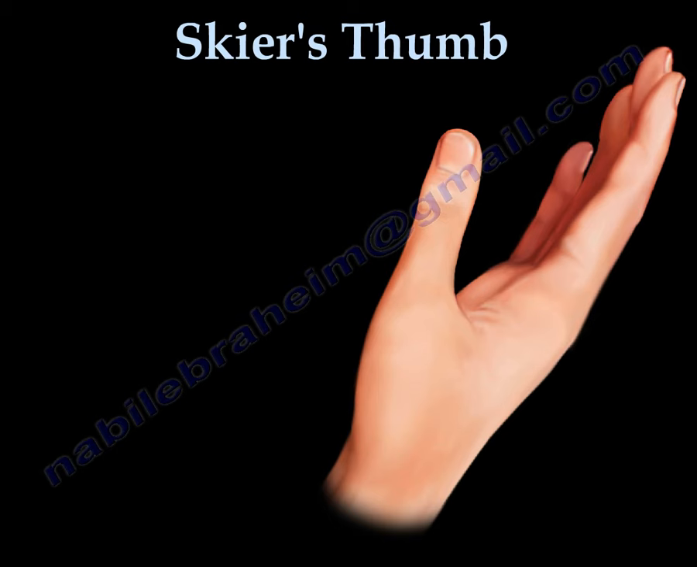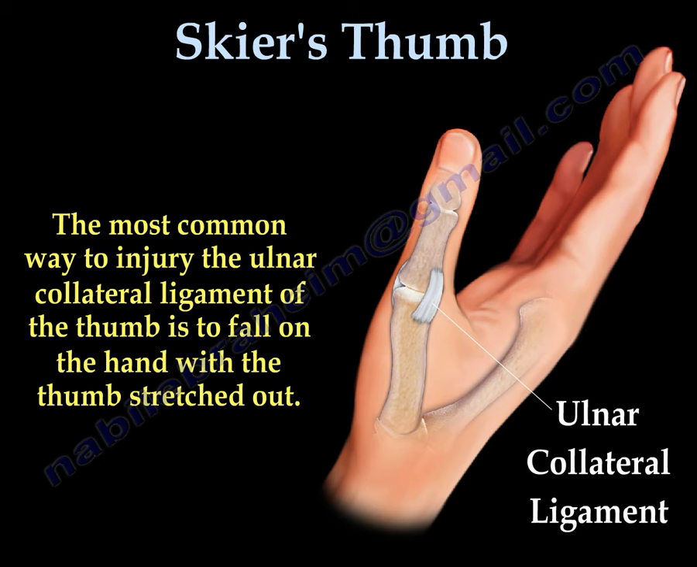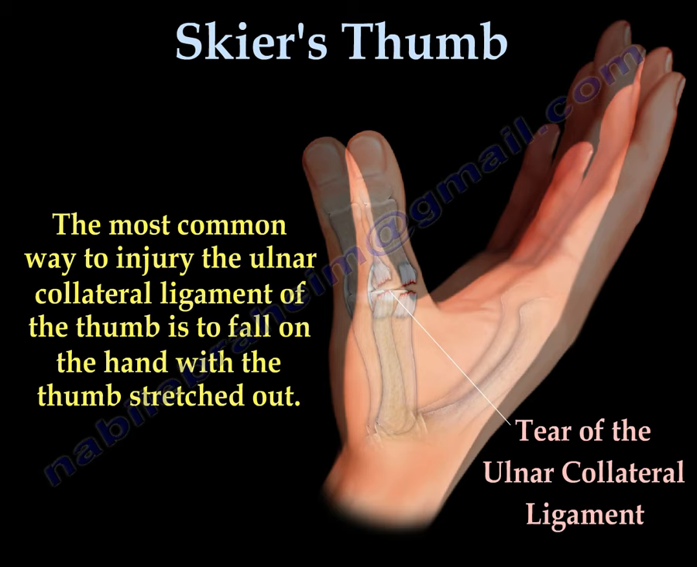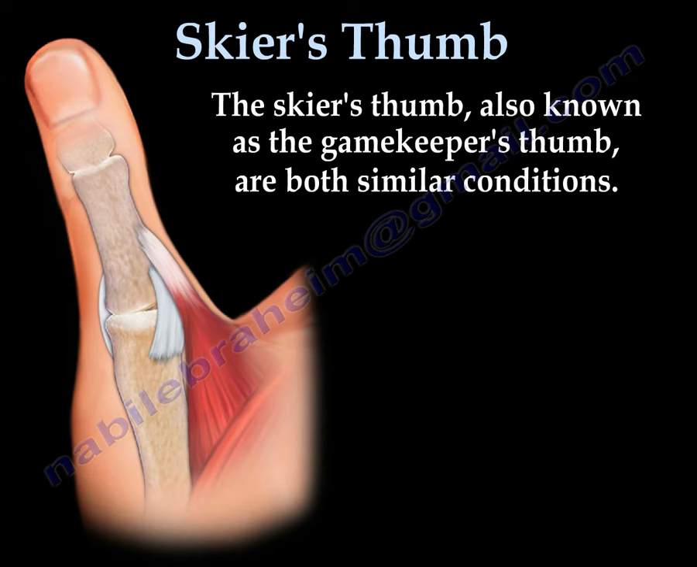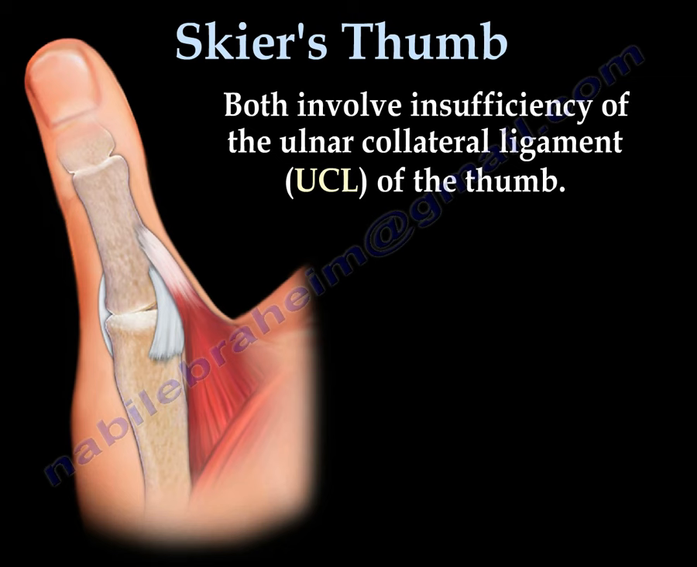Skier's thumb. The skier's thumb is an ulnar collateral ligament injury which occurs due to a fall on the hand with the thumb stretched out. The skier's thumb, also known as the gamekeeper's thumb, both are similar. Both involve insufficiency of the ulnar collateral ligament of the thumb.